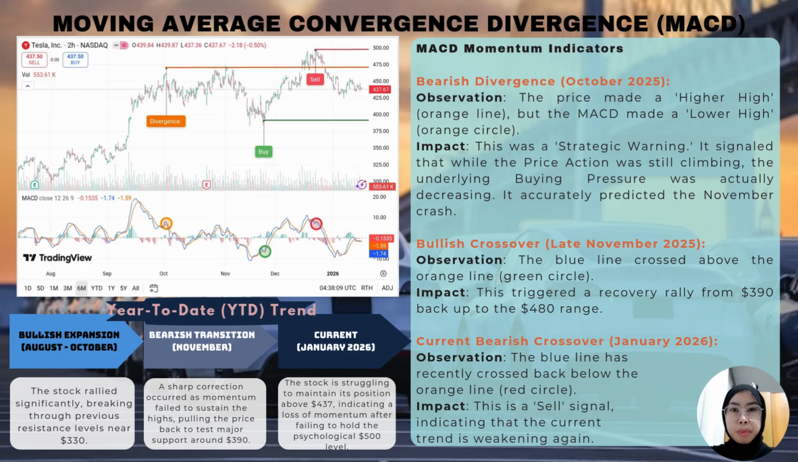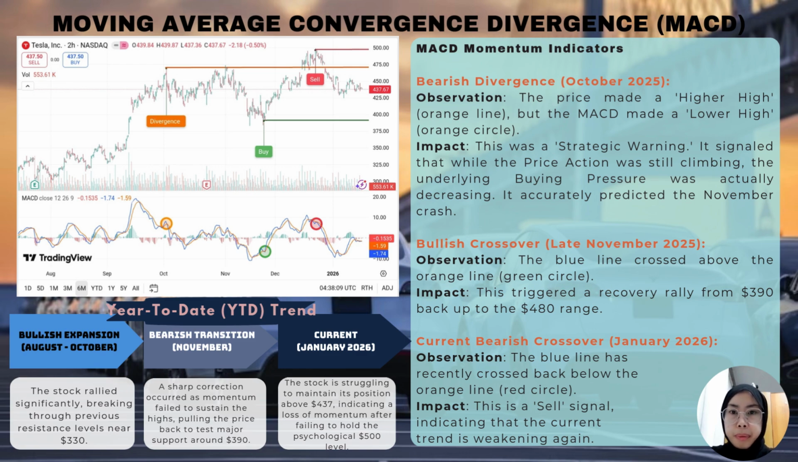Next, I am going to present about stock performance using the moving average convergence divergence indicator. On the year-to-date trend, if we look at the bottom left, Tesla had a strong bullish expansion from August to October. However, in November, it hit a bearish transition, and right now in January 2026, the stock is struggling to stay above the $437 level.